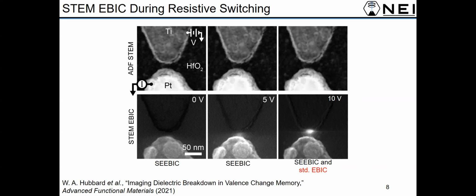And this is just one example of how STEM EBIC provides really rich detail about the electronic structure that you really just can't get through any other means with normal STEM imaging.